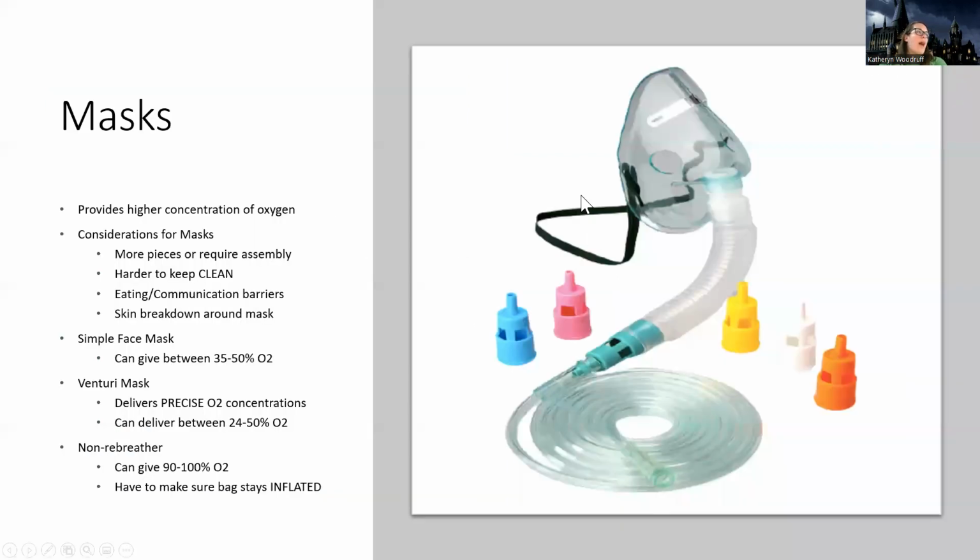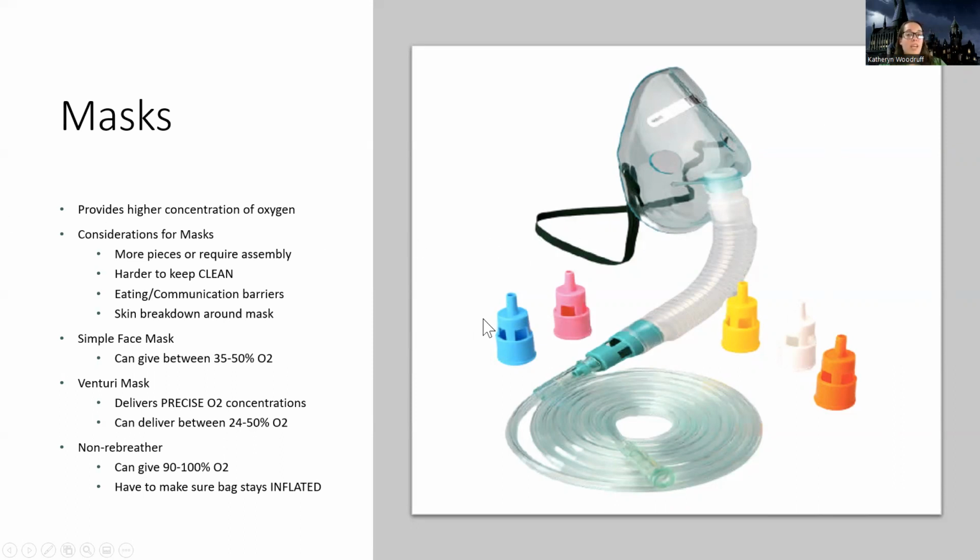So there's also masks. These provide higher concentrations if I need higher concentrations. Some general considerations for masks are that there are sometimes more pieces, or they require assembly, especially with a venti or venturi mask. They're harder to keep clean. And so we definitely have concern for infection, so we want to regularly keep them clean or change them out, especially with the mouth. I've had people vomit in them and it's like, oh, got to definitely keep it clean.